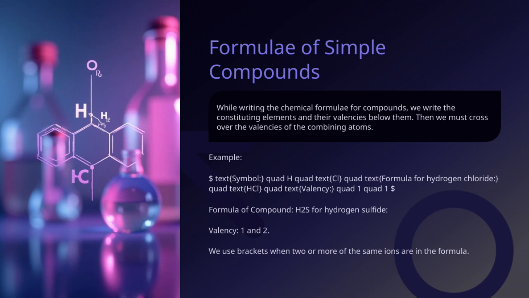When we write these formulas, we start by writing the symbols of the elements and their valencies below them. The key step is crossing over those valencies, meaning we transfer the valency numbers to the opposite elements to balance the formula correctly. So, in summary, understanding how to write these formulas involves noting the valencies and crossing them over to ensure the compound is chemically balanced. This process is fundamental for correctly representing simple compounds in chemistry.